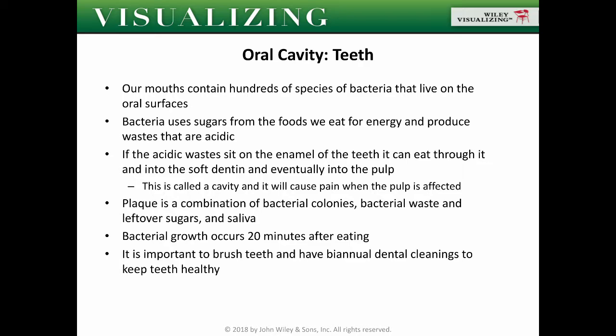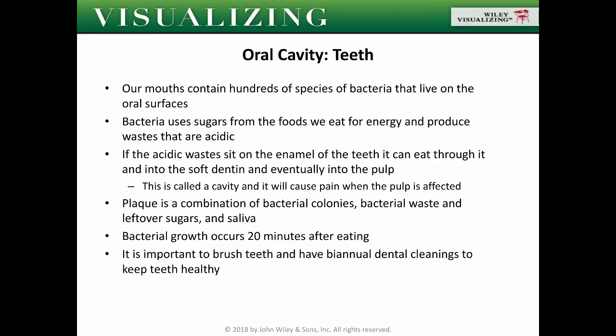For the teeth, our mouth contains hundreds of species of bacteria that live on the oral surfaces, because again, this is exposed to the outside world. So, bacteria use the sugar from the foods that we eat for energy and produce wastes that are acidic. So, if the acidic waste sits on the enamel of the teeth, it can eat through it and then into the soft dentin and eventually into the pulp. So, you will technically have a cavity. The acids from the bacteria dissolve and eat away at your teeth.